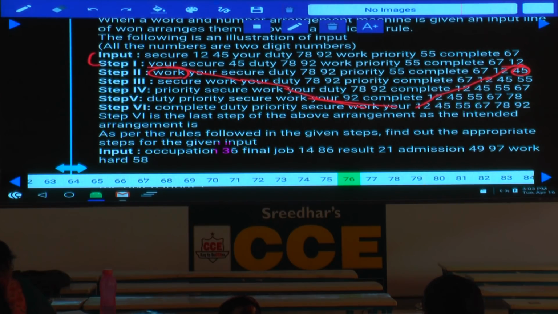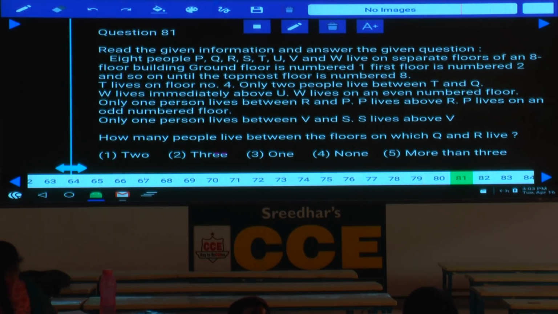Clear? As all the questions are based on the same logic and the same input, now we need to work out the entire procedure in this. Okay? And this is about 76 to 80. Then 81 to 85.